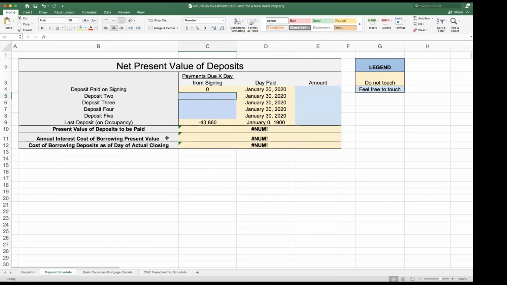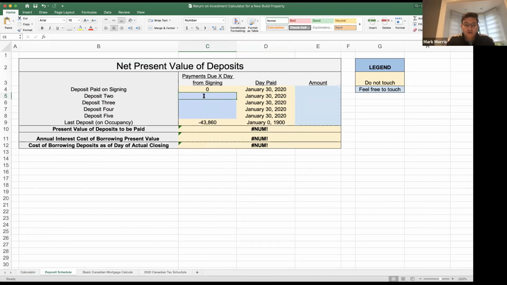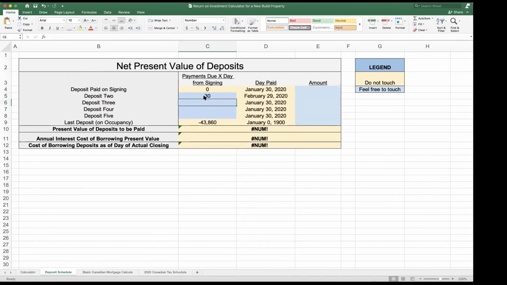Say 5% in 30 days. Okay, so deposit 2 is in 30 days. That's fine. Next, what's deposit 3? How many days? 60? So deposit one is 5,000, then 5% at 30 days, and then 5% at 180.